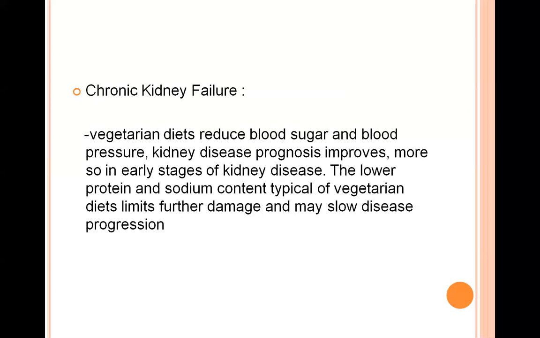Okay, chronic kidney failure. What is it? A vegetarian diet reduces blood sugar and blood pressure. In kidney disease, the prognosis improves, more so in the early stages. The lower protein and sodium content typical of the vegetarian diet limits further damage and may slow disease progression.